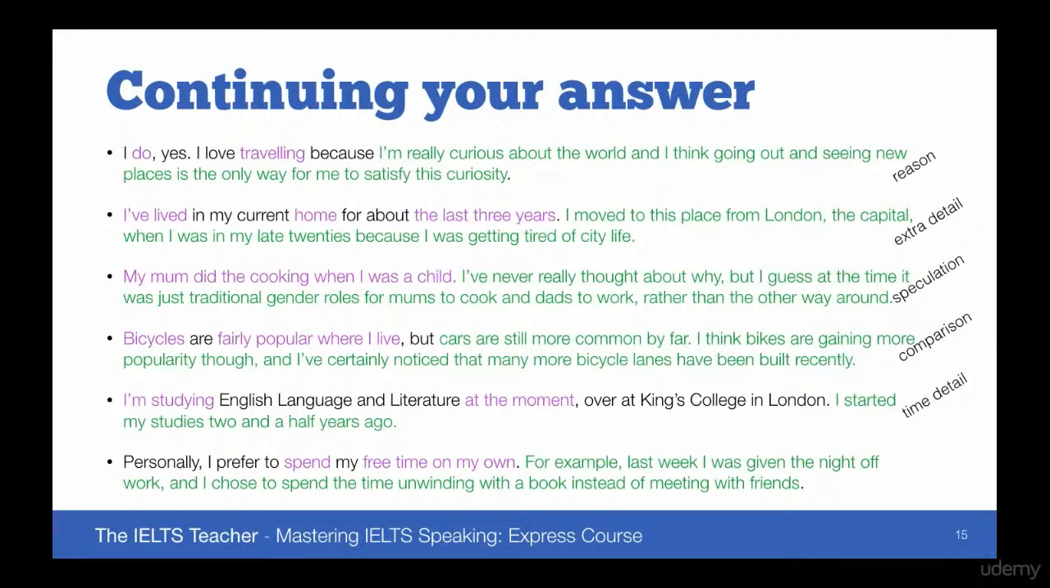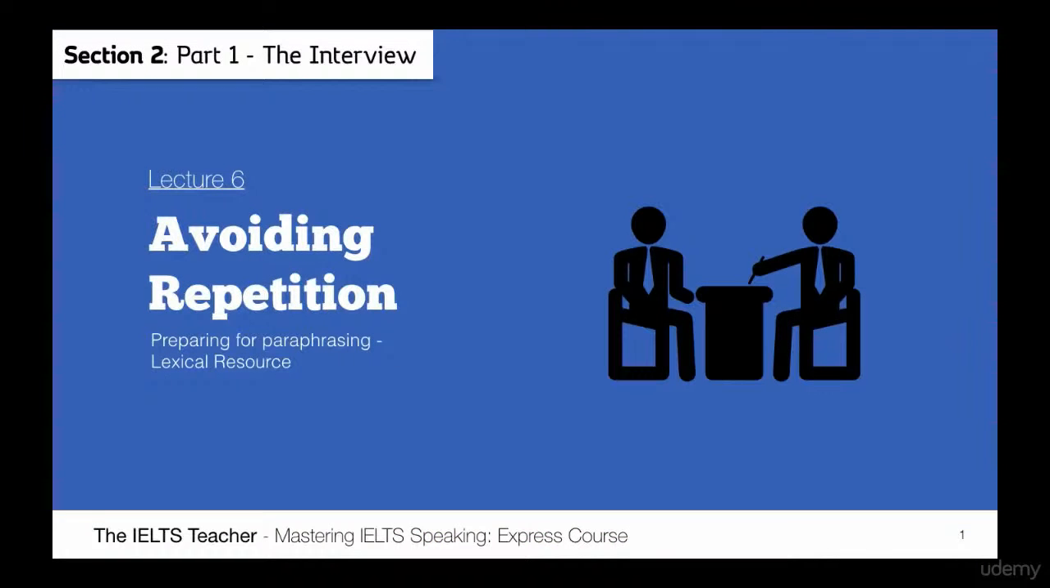The fifth one is an element of time detail. So we just give a bit more context by adding a time there. This helps us to mix up the tenses as well, which we'll look at later. And the final one, it just gives an example. This technique is often useful when we're asked about preferences, and again it gives us a good opportunity to quickly switch between tenses.